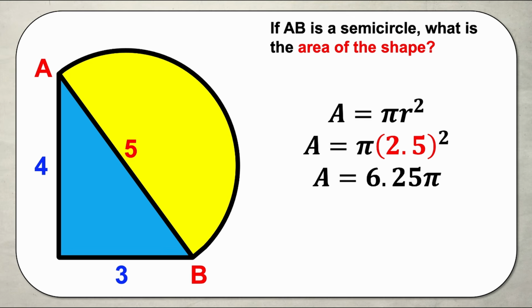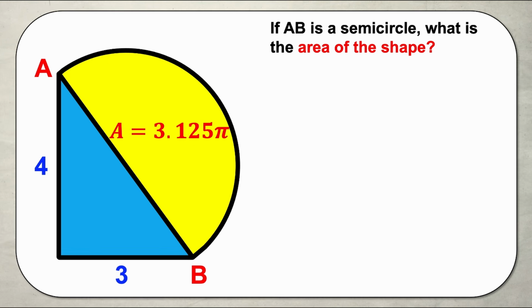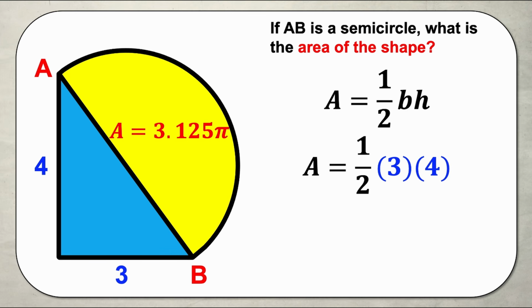Now that's the area for the entire circle, but since this is a semicircle, I'm going to divide that by 2, and that gives me 3.125 pi. So now that I know this value, I'm going to put it here, and I'm going to solve for the area of the triangle. Well, a triangle is easy. Its area is equal to half base times height, and if I sub in my base and my height like so, I get an area of 6 units squared.